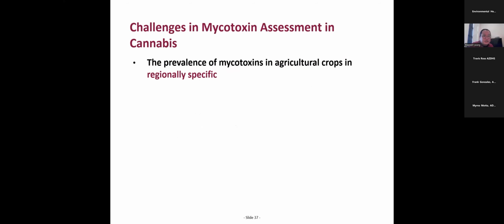There are several challenges when it comes to mycotoxin assessment in cannabis. One challenge is the regional specificity when it comes to the prevalence of mycotoxin. To study mycotoxin, you really need to have a nationwide study, and because of the legality of drug type cannabis, doing those studies is very, very difficult.